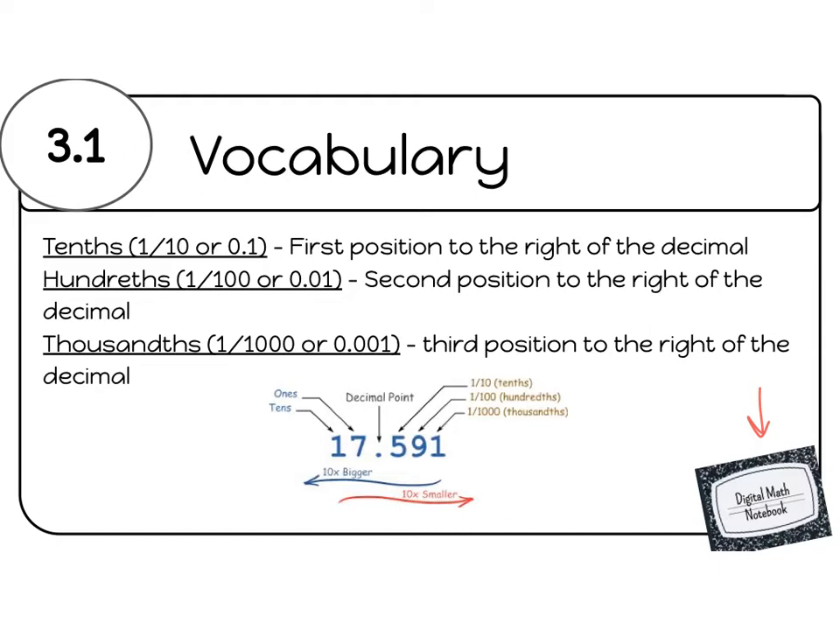Our first word is tenths. Notice that tenths with a TH is not the same as tens. It means less than 1. We would write it as a fraction as 1/10 or as a decimal 0.1. The word you're looking for in your definition is the first. The tenth is the first position to the right of the decimal. We also have this example in your digital math notebook that you see down below. So the decimal point is right here in the middle, and the first place to the right is the tenths.